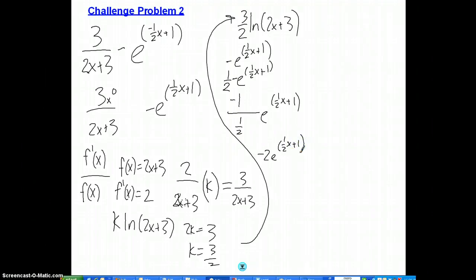And now, since they're both antiderivatives, you could just sum them up, and so the final thing becomes 3 over 2 ln 2x plus 3, sorry, this negative becomes positive, plus 2e to the 1/2 x plus 1.